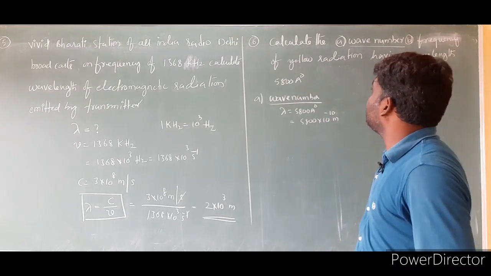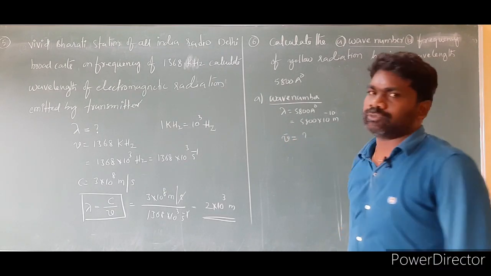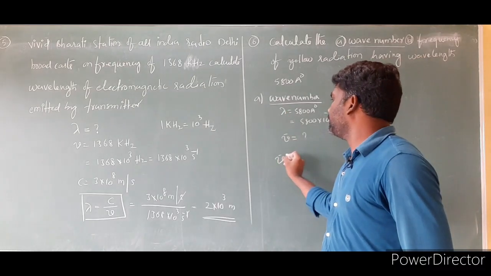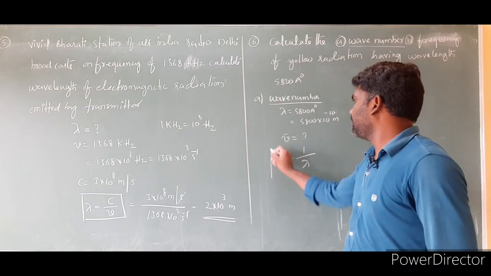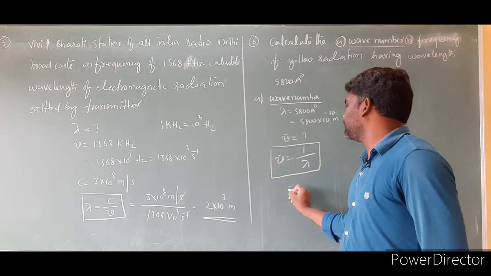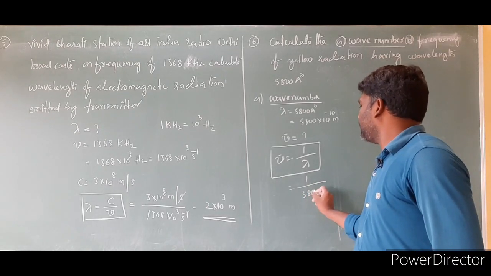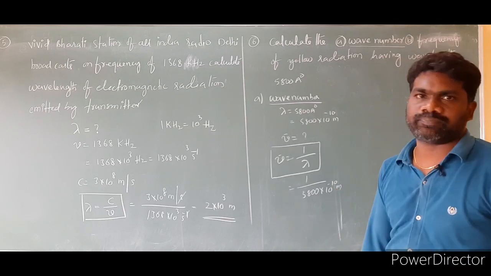So what he is asking is the wave number. So nu bar is the question mark. What is the relation between the wave number and wavelength? Nu bar is equal to 1 by lambda. So substitute the values in the given formula, that is equal to 1 by 5800 into 10 power minus 10 meters.